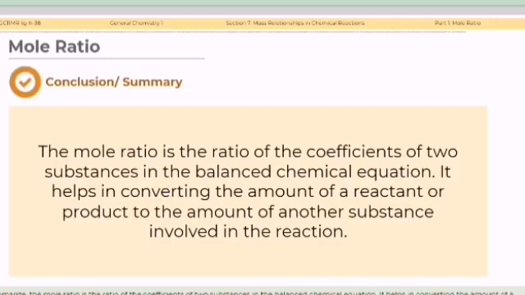To summarize, the mole ratio is the ratio of the coefficients of two substances in the balanced chemical equation. It helps in converting the amount of a reactant or product to the amount of another substance involved in the reaction.